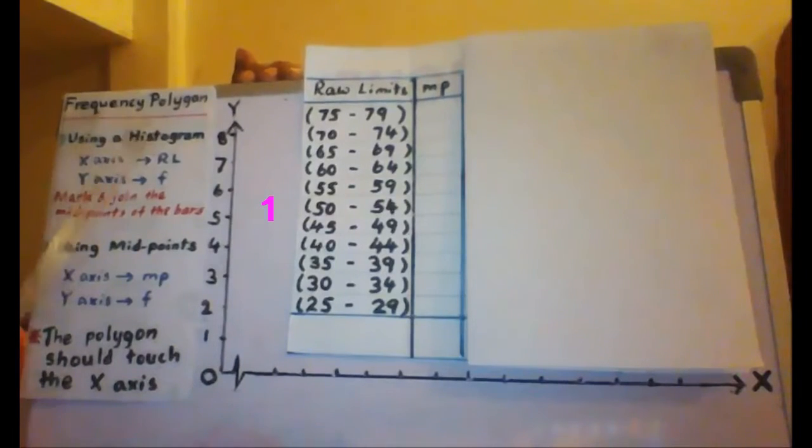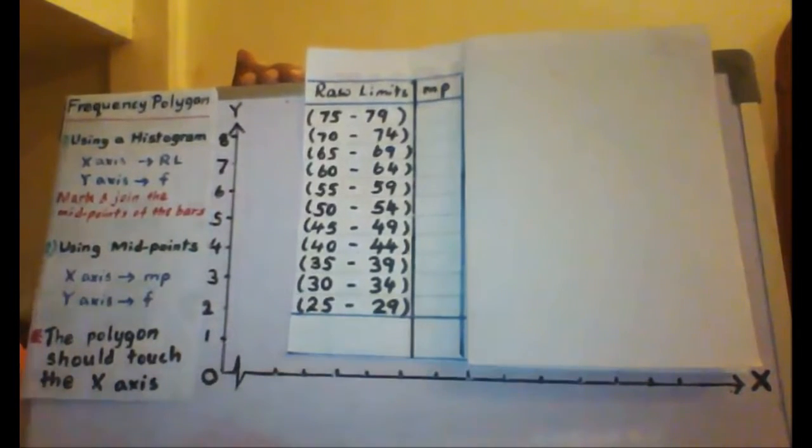So we learned how to draw the polygon using a histogram. For that we got real limits on the x-axis and frequencies on the y-axis, and drew the histogram, marked the midpoints, joined them, and we learned how to touch the x-axis also.